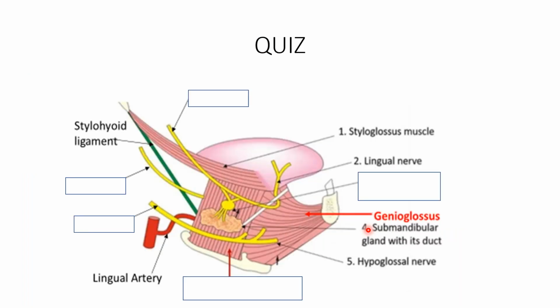So we are at the end of our lecture now. We have completed all the structures in the submandibular region, all important structures: ganglion, nerves, and the muscles. So this is, in a nutshell, the picture. Again and again, I'm showing this because it is important to draw.